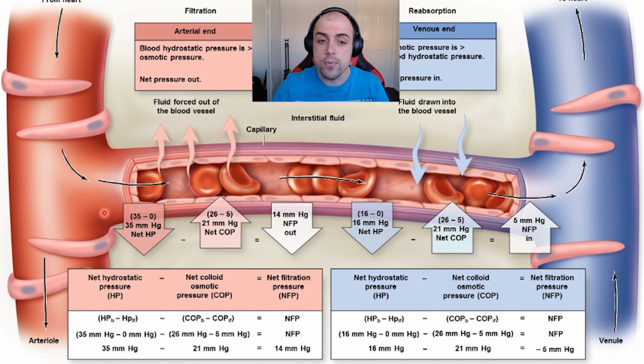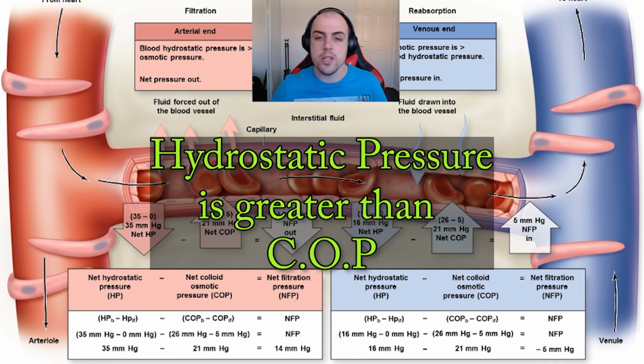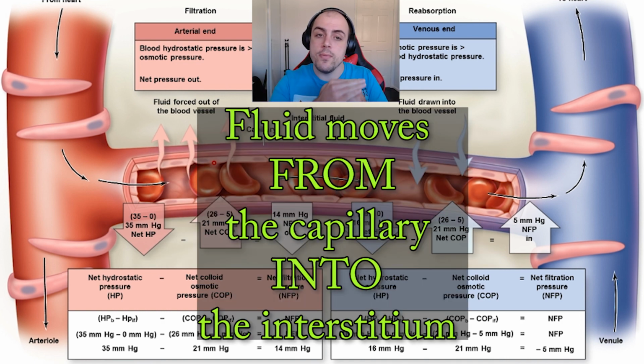Because there is more fluid on the arterial end, the colloid osmotic pressure is going to be essentially overpowered, and that fluid is going to move from the capillary into that interstitial space.